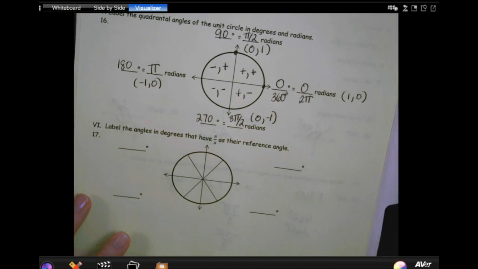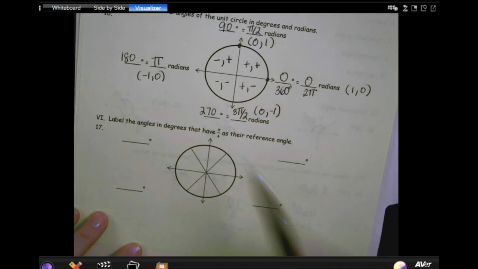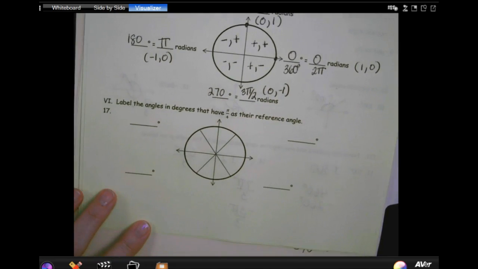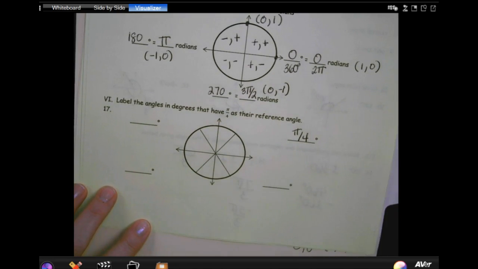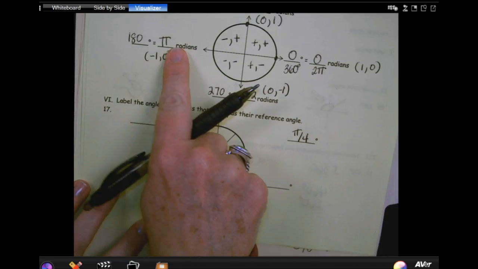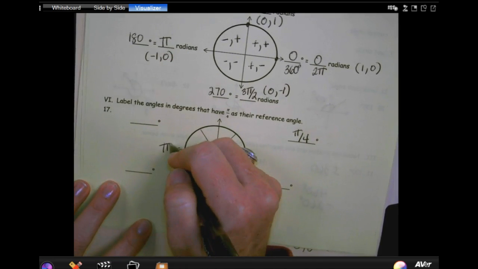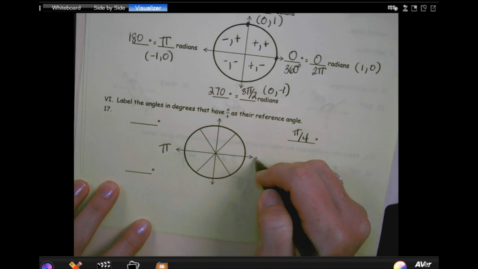Okay, so next, these are the reference angles which we practiced. So if I start at pi over 4, and this is the one, if it's in radians, I need my radian degree, which is pi here, and then I need 2 pi here.